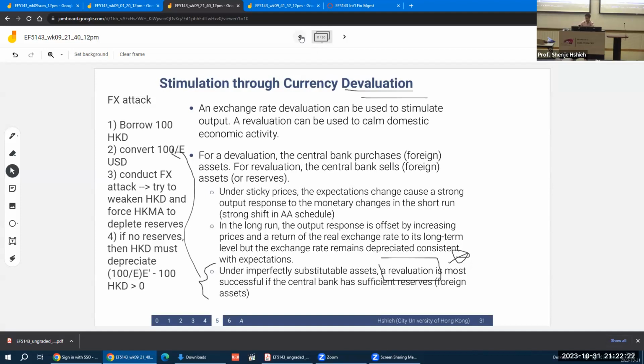All right. So why is too much devaluation bad? Let me talk about a currency attack in this example here.